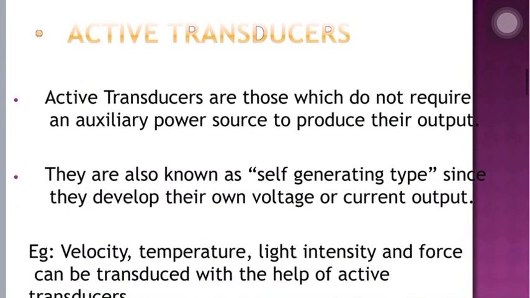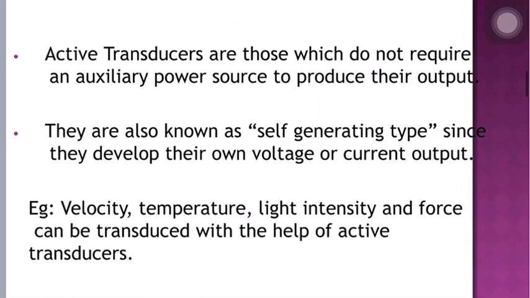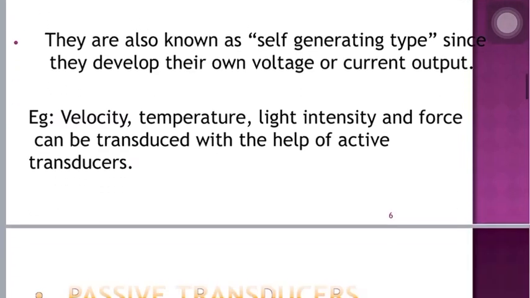And coming to active transducers, active transducers are those which do not require an auxiliary power source to produce their output. They are also known as self-generating type since they develop their own voltage or current output. Example: velocity, temperature, light intensity, and force can be transduced with the help of active transducers.